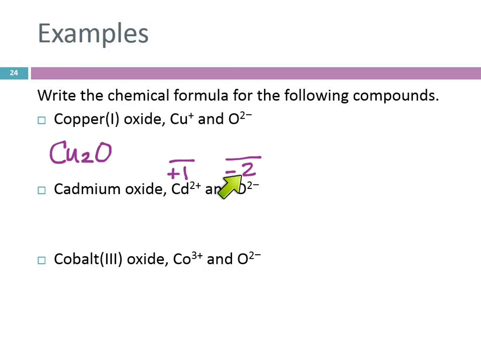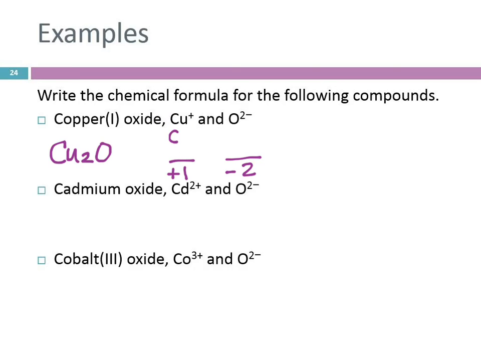So we've got too many negative charges. We can't change the charge on the ion. We can't cut it in half. All we can do is add more of one or the other ion. So this means we want to add one more of those.